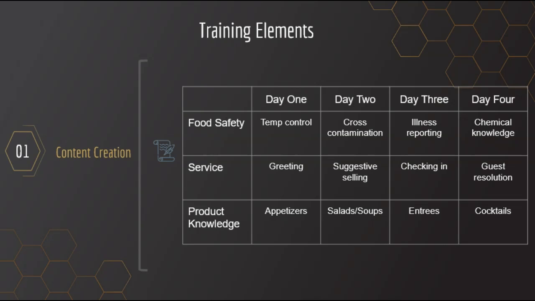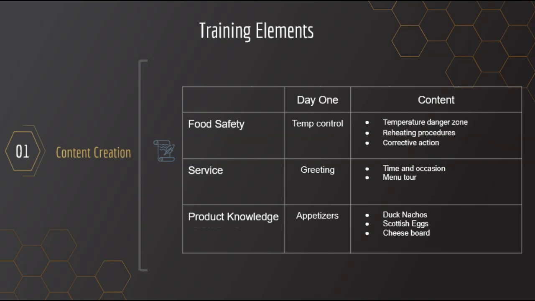Once we have a detailed list of each item in our training categories, we can start to break the information down into smaller chunks. Here I've taken our content and put it into a grid broken down by day and topic. We now have the outline of a structured training program, but we still have some work to do.